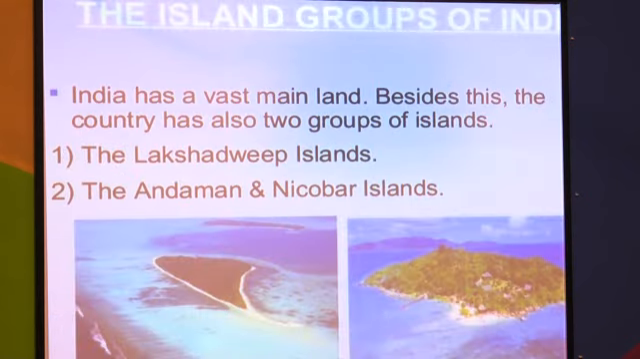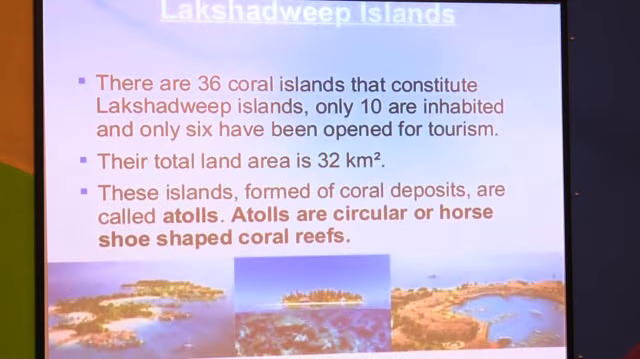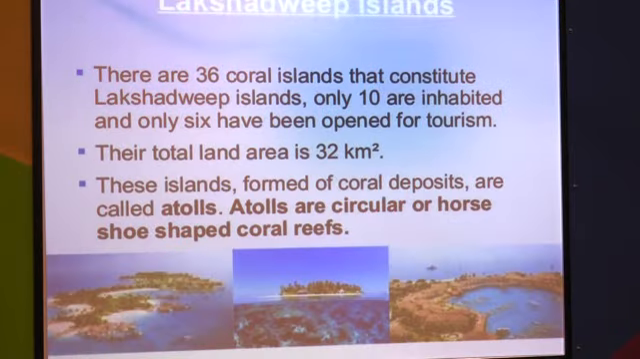See next one, Andaman and Nicobar. Our India has a vast mainland. It has the first group of islands, Lakshadweep, and the second group of islands, the Andaman and Nicobar. Let's see in detail about the Lakshadweep islands. There are a total of 36 coral islands in Lakshadweep. 10 are inhabited and 6 are open for tourism.